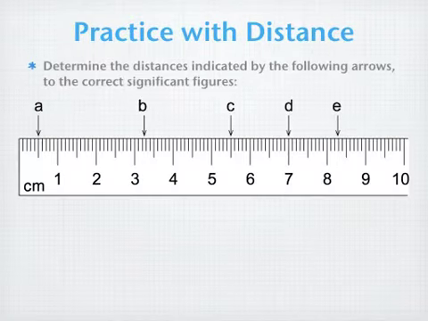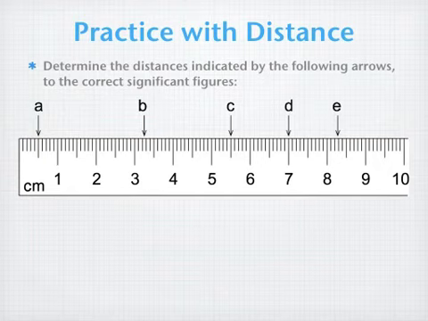So let's practice making readings using this ruler, marked off in centimeters. I want you to estimate the distance of each of those arrows along the ruler from A to E to the correct number of significant figures. I'm going to pause the video now, make your estimates, and we'll come back.